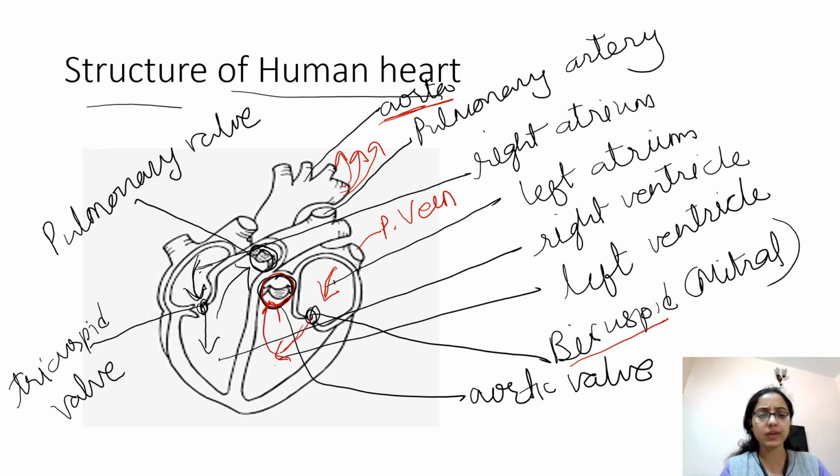Right, and we'll repeat it once again. The deoxygenated blood comes from different body parts to the right atrium, then goes to the right ventricle, from there to the pulmonary artery for oxygenation, and then oxygenated blood comes to the left atrium, then to the left ventricle, then it goes to the aorta, and then to different parts of the body. Right, I hope you understood. So this is how the blood transports the nutrients, oxygen and different other materials to the different body parts.